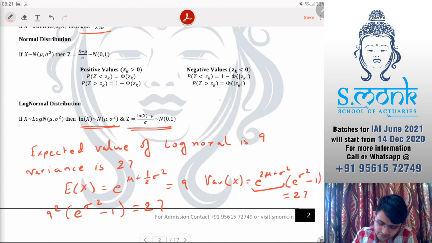Then you will have your mu and sigma square, and you will continue: x follows log normal mu comma sigma square, and then convert it into normal, convert it into standard normal, and then find the probabilities. So this is something that you should take care of. Do not make mistakes in it.